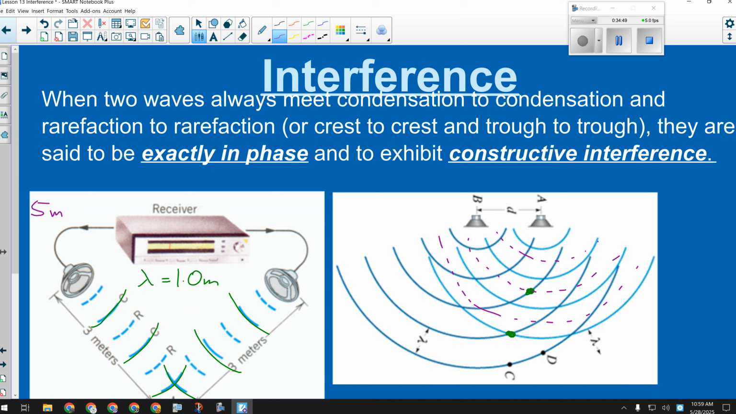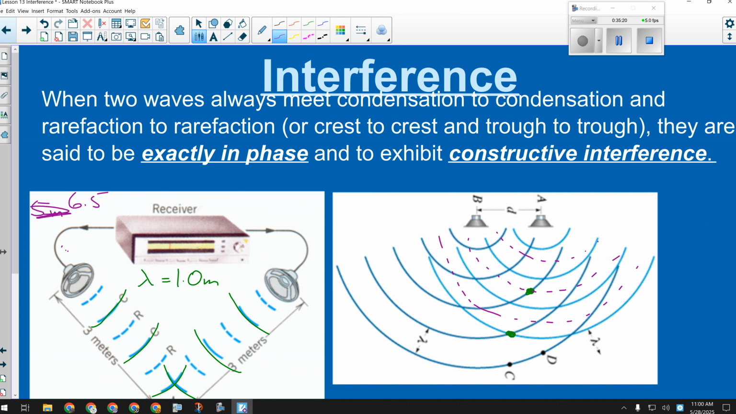What's 5 minus 3? 2. So the difference of travel is 2 full wavelengths. So they're still going to be arriving crest to crest and trough to trough. If I back this up to 6.5, then what would I hear? What's 6.5 minus 3? 2.5. So now they're out by a half a wavelength.